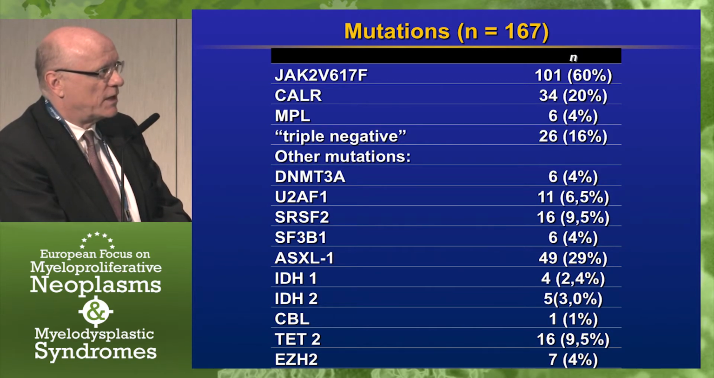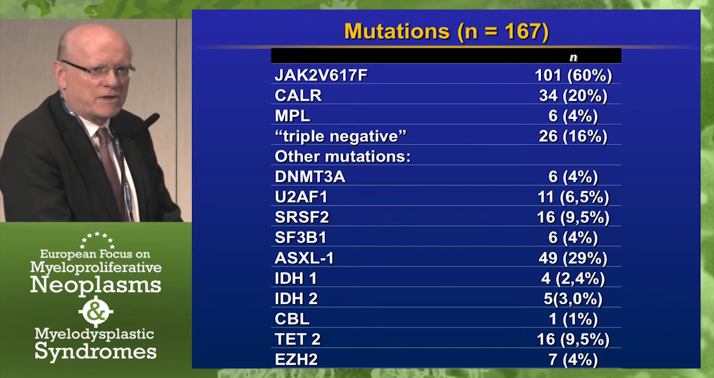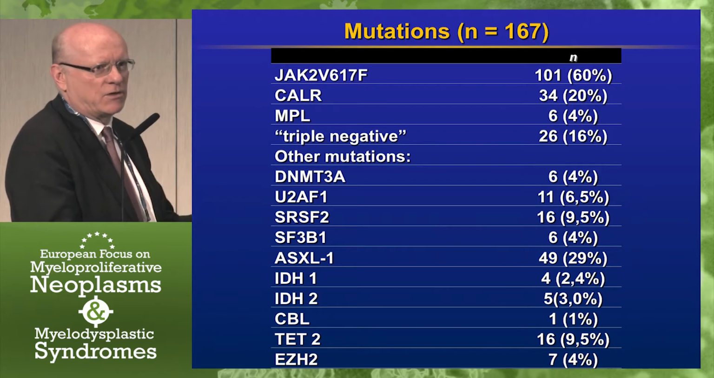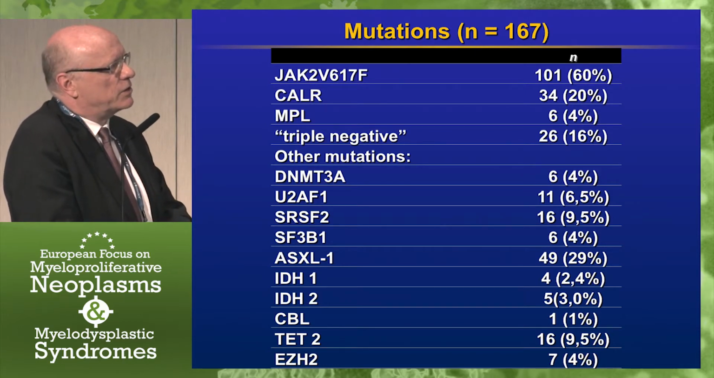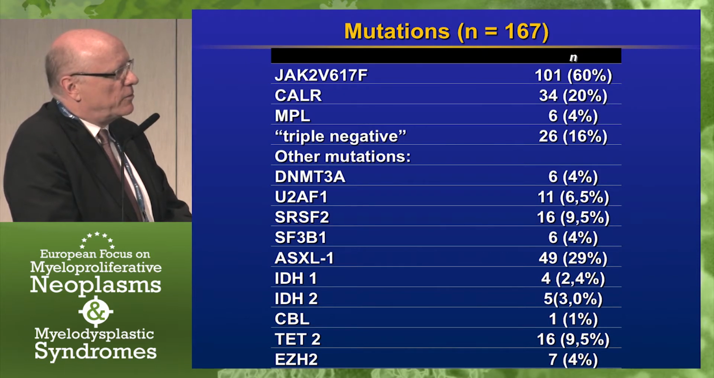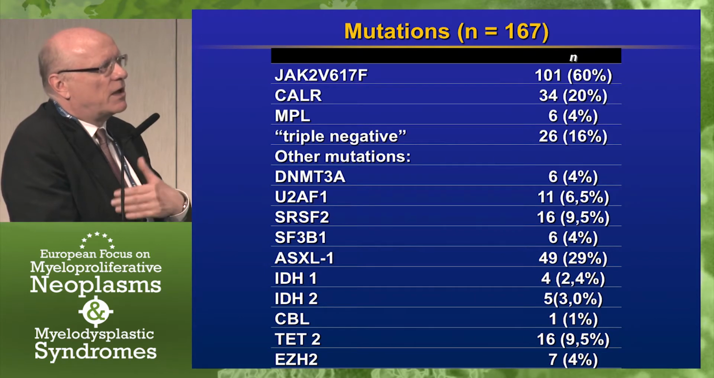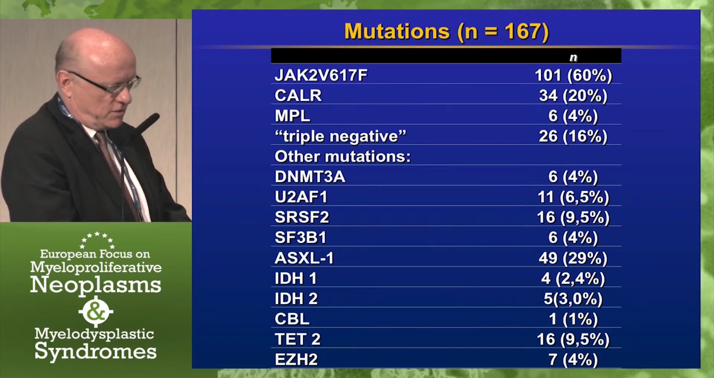So we had more than 160 patients that we screened for the so-called driver mutations, and you can see the majority are JAK mutated, but the CALR mutation was 20%, MPL 4%, and so-called triple negative was about 16%. So this also reflects the common molecular markers you can find in the non-transplant setting. Then we looked for the other mutations by next-generation sequencing. The most frequent mutation was ASXL1 with about 30%, followed by splicing mutations like SRSF2 with about 10%, or TET2 also with 10%. So these mutations were in line with what we can see in the non-transplant setting.